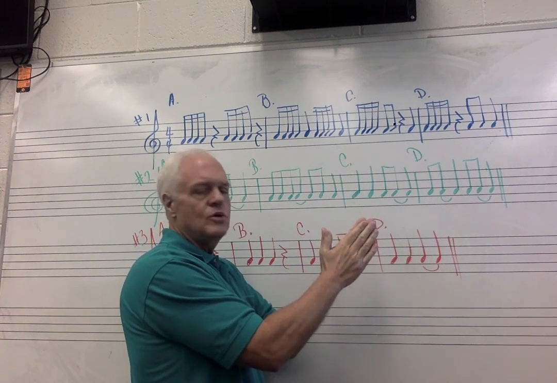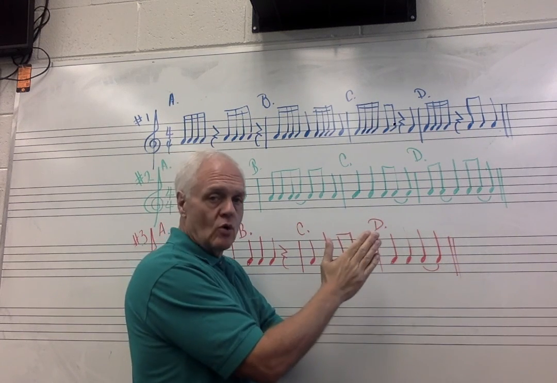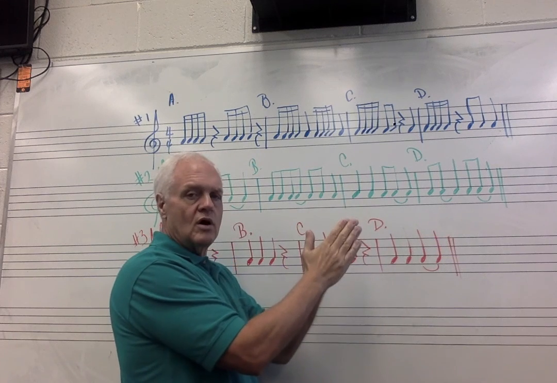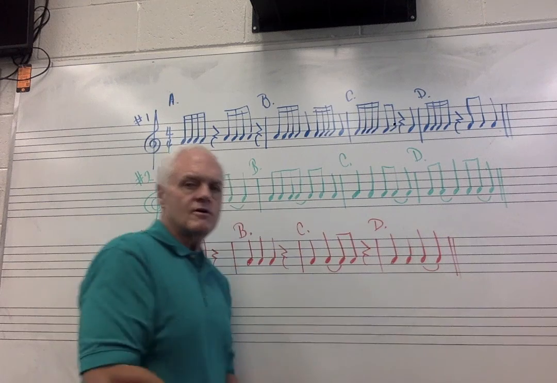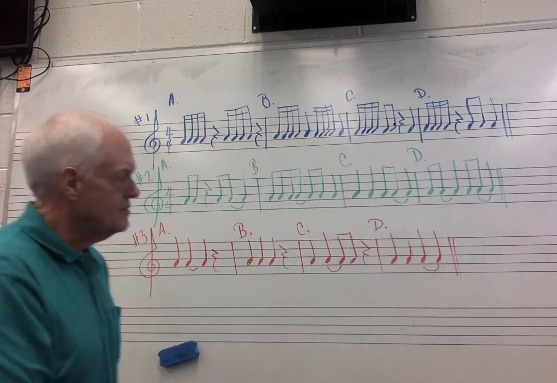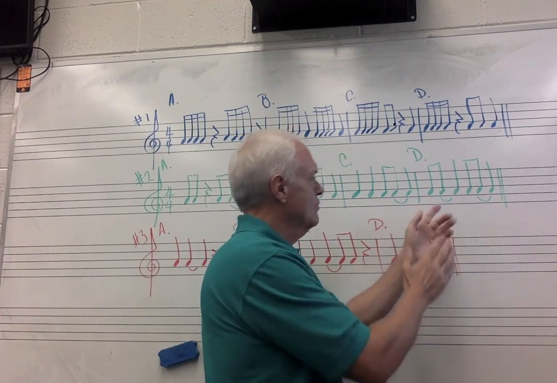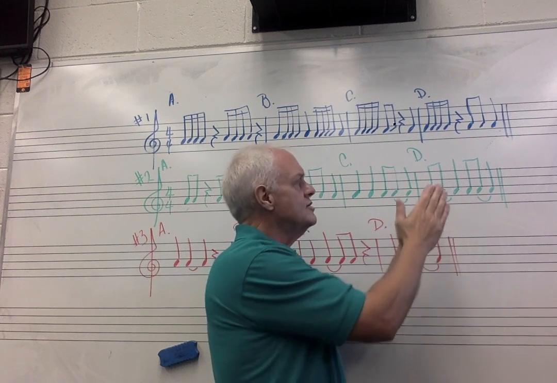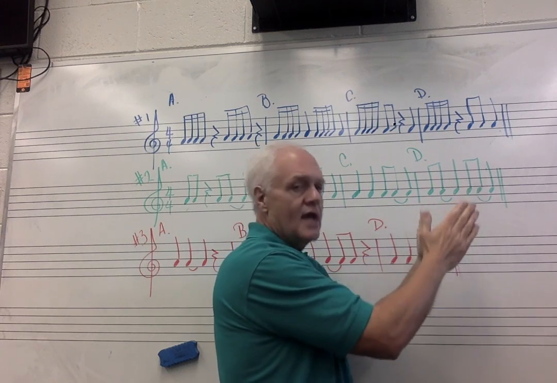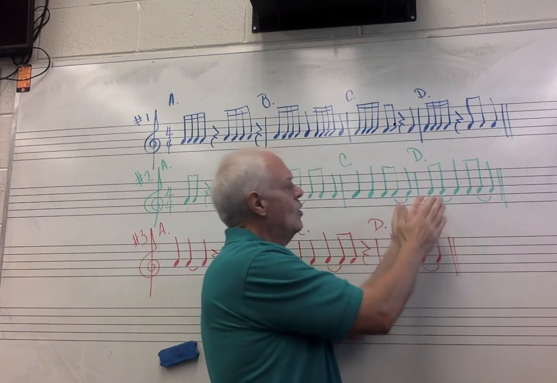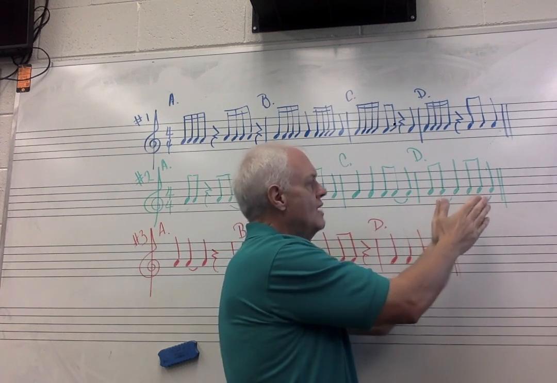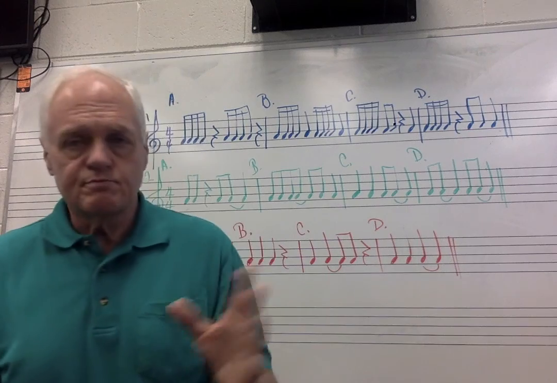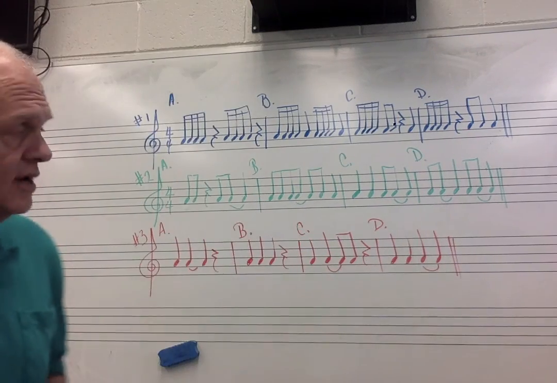1, 2, 3, and 4. Do it again. 1, 2, 3, and 4. All right. And now we'll clap D. Here we go. 1 and 2, 3 and 4. Again. 1 and 2, 3 and 4. All right. Now I'm going to pick one of those. You tell me which one I clapped. Okay.